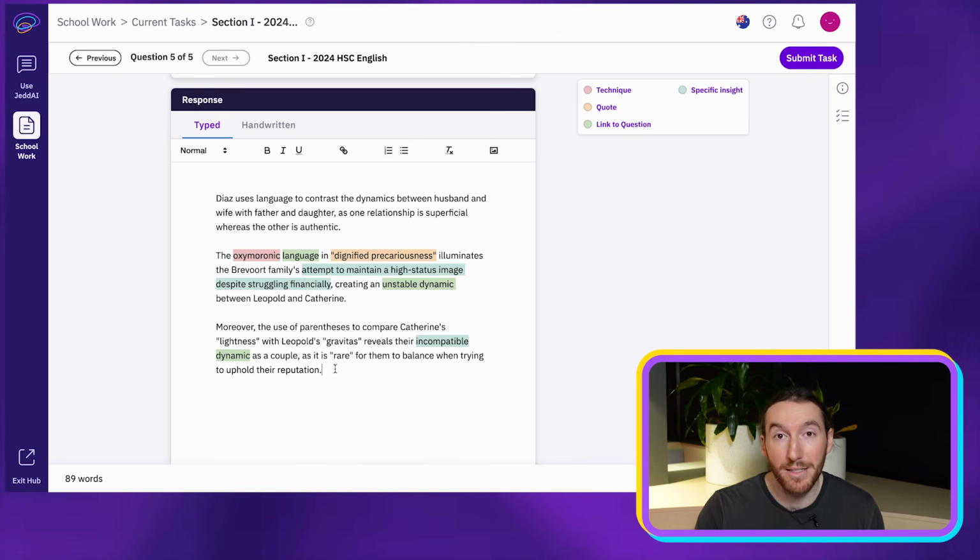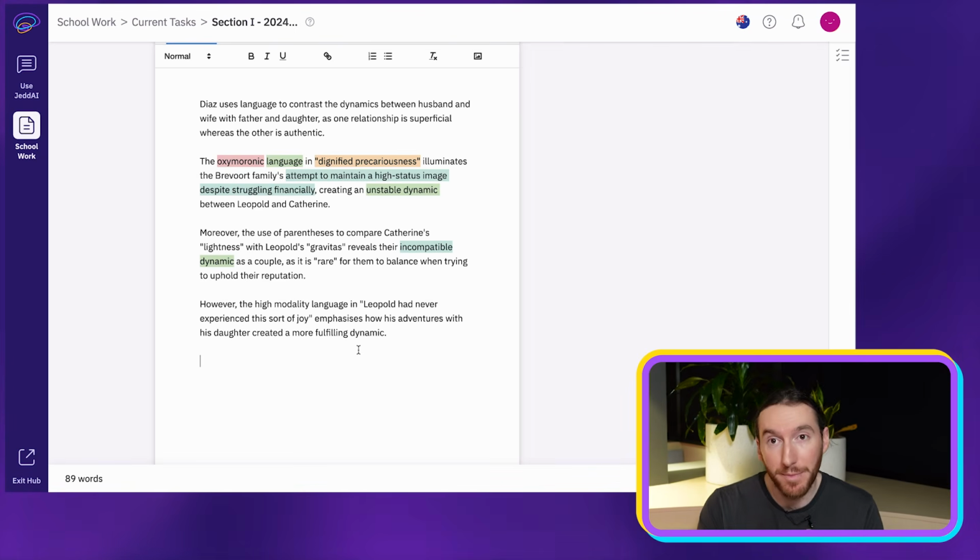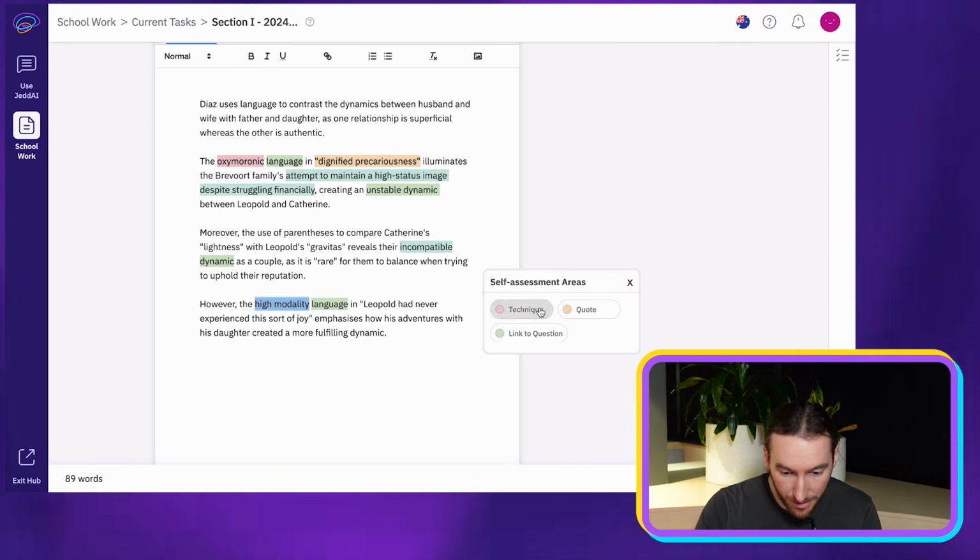Now we've got to get the two sentences for the other dynamic, the father-daughter one that is contrasting. All right, so for the third sentence of analysis here, we're going to start with "however," because we're going to contrast those two dynamics. However, the high modality language. Notice again how I'm always using language in the techniques. I've specifically looked for those things so we can really hit that part of the question, right? So we've still got our technique there, great.